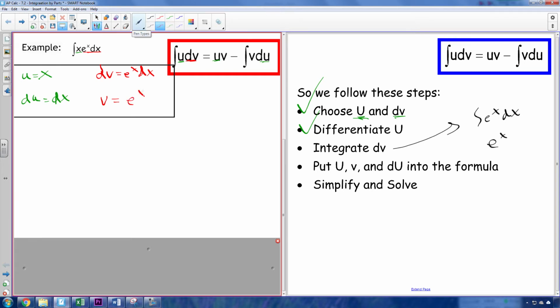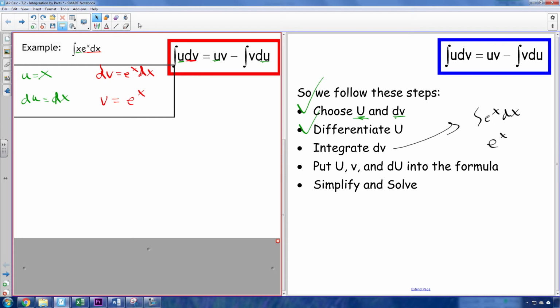So notice that the dv has a dx in it, and the du has a dx in it. That's always how it should work, right? The derivative should have a dx in it if you're working with x, and the non-derivative shouldn't, because it's going to wind up outside of an integral.